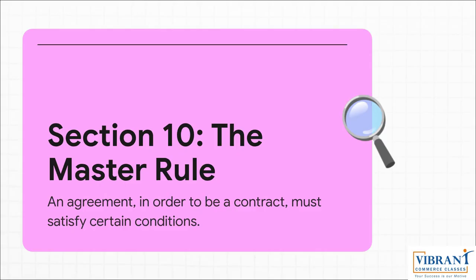Okay, so this right here, Section 10, this is the big one. It's the gatekeeper. Think of it like a bouncer at a club. It says that for any old agreement to get in and become a real, legally binding contract, it has to meet certain conditions. These are the absolute non-negotiables.